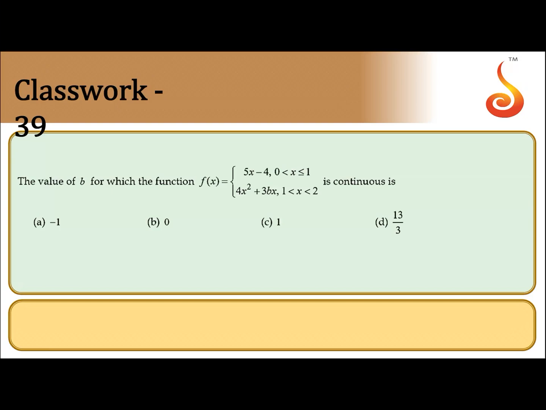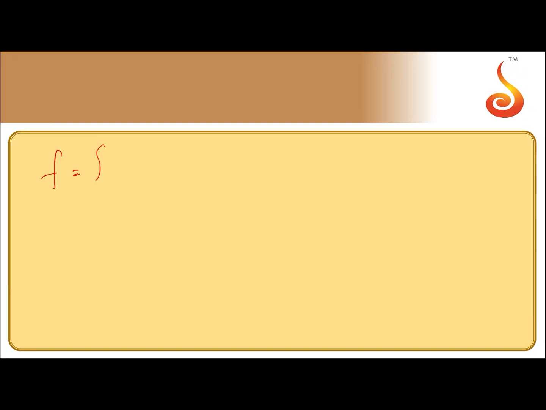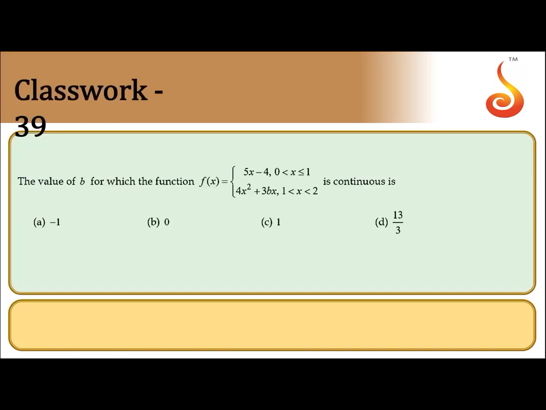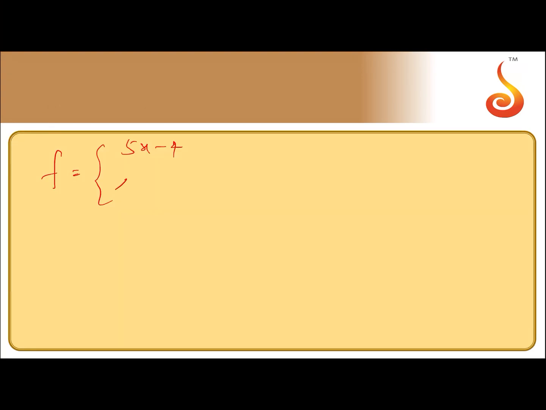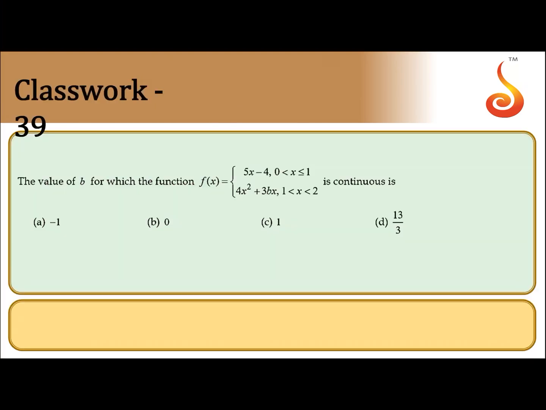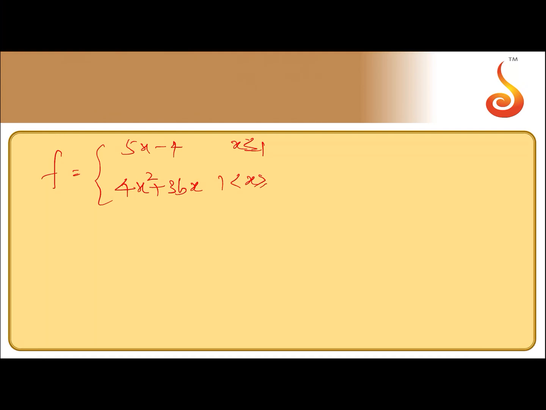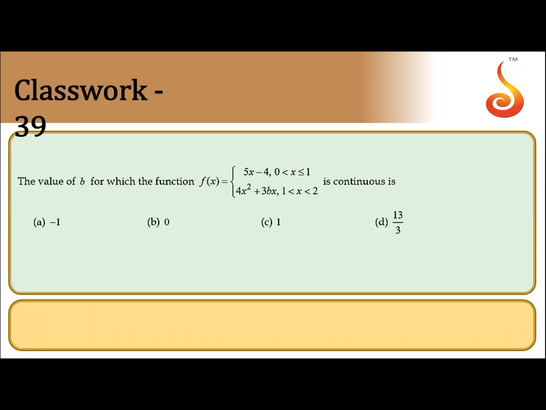Coming to the next one. The value of b for which f is continuous: f is equal to 5x minus 4 when x is less than 1, and 4x square plus 3bx when x is greater than 1 and less than 2. And f is said to be a function continuous at x equals 1.